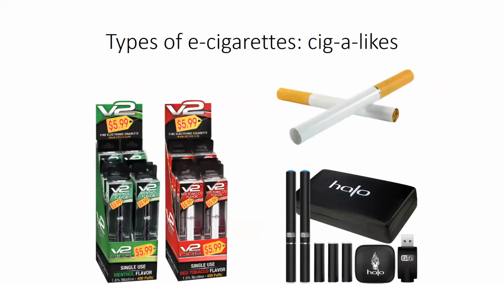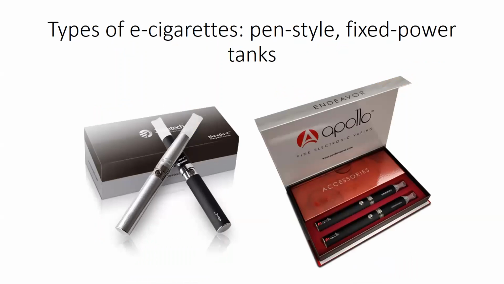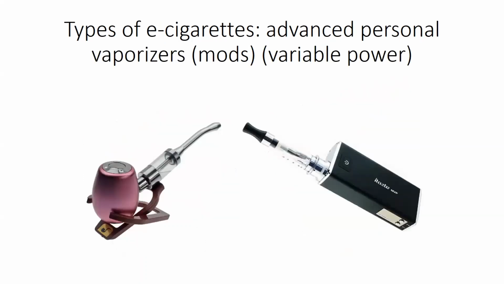The different types of e-cigarettes: you have the cig-a-likes, which are designed to look like a combustible cigarette. You have the pen-style tanks, which come in a single power setting, so you cannot change the power setting or the voltage of these types of devices. They are called the pen-style fixed power tanks. Then there are also the advanced personal vaporizers, or what they call the mods. These are variable power, variable voltage, variable temperature devices, meaning you could change the voltage setting, the power setting, or the temperature setting on some devices.